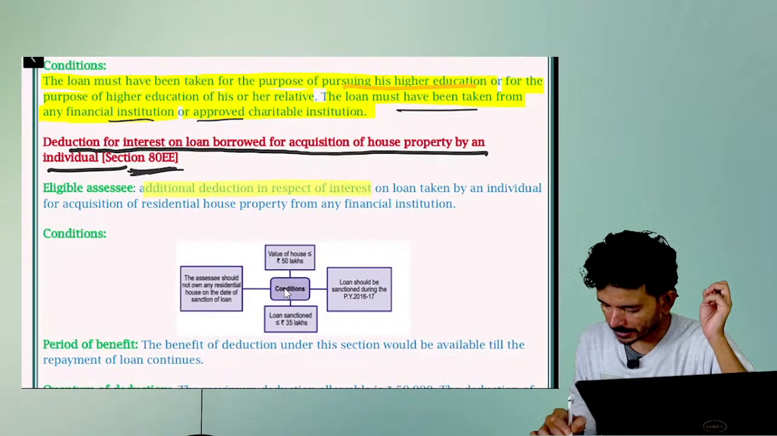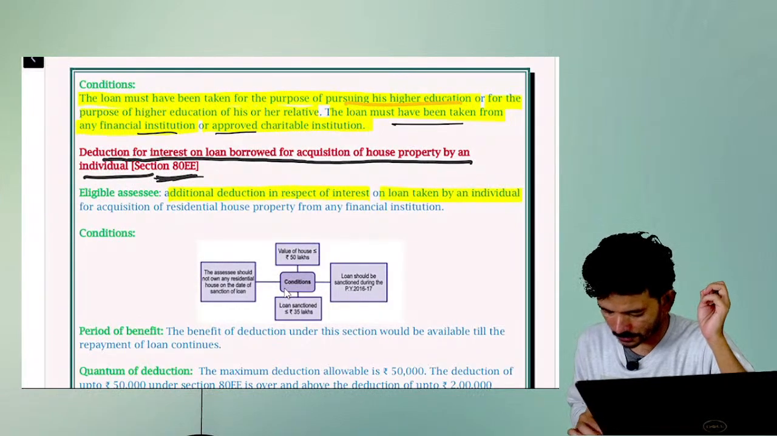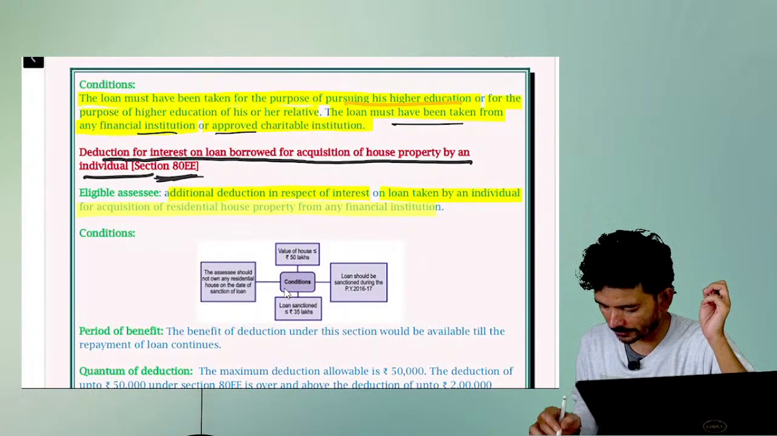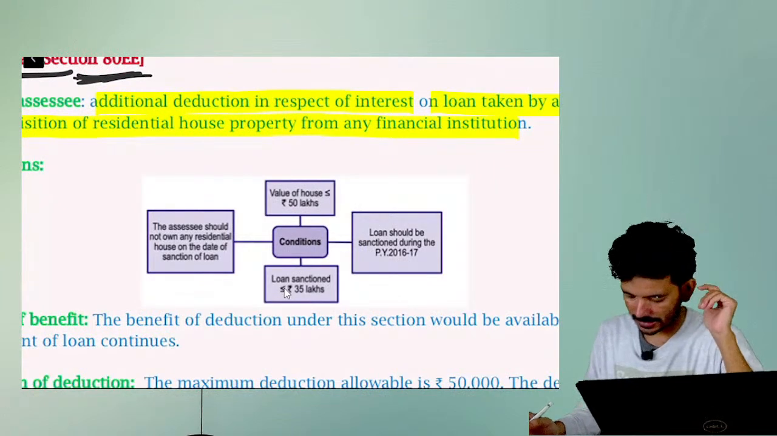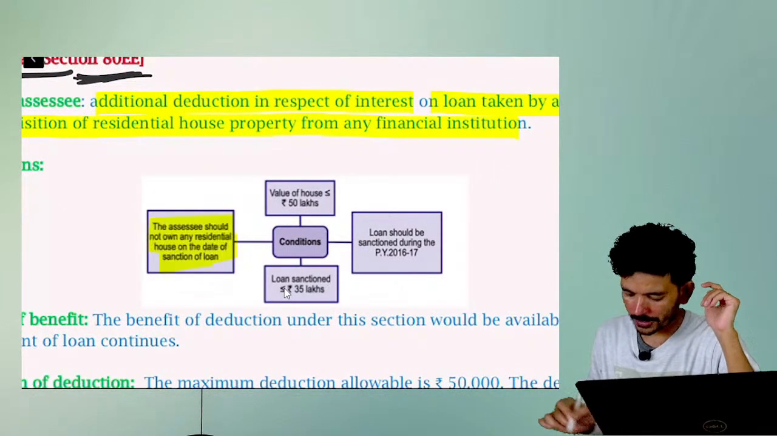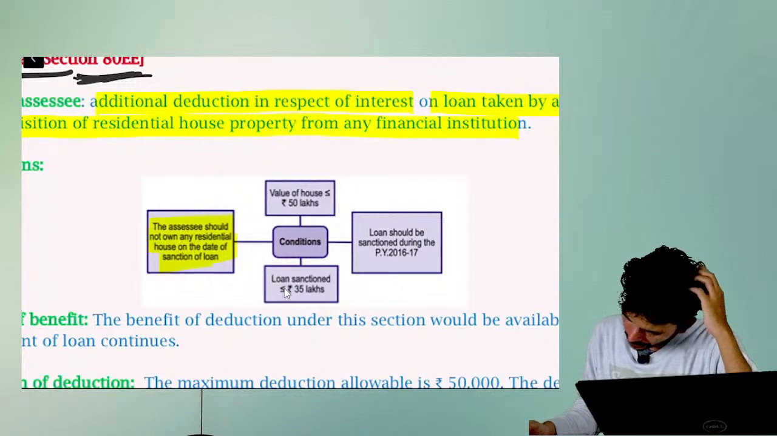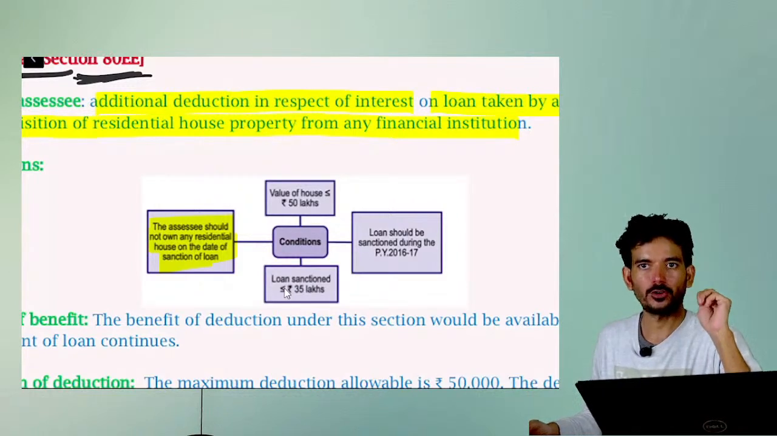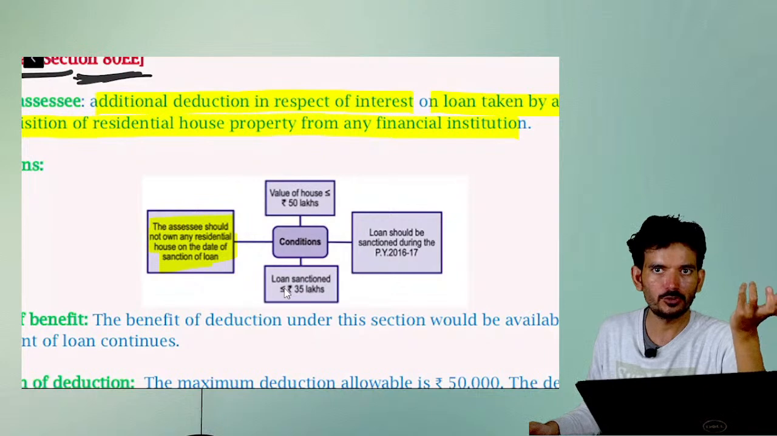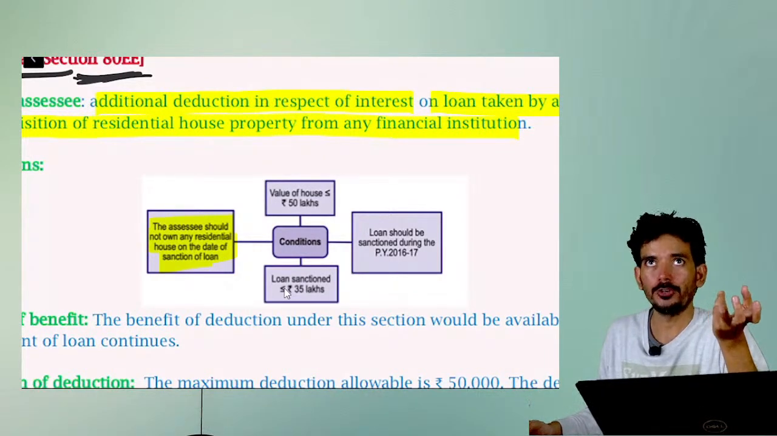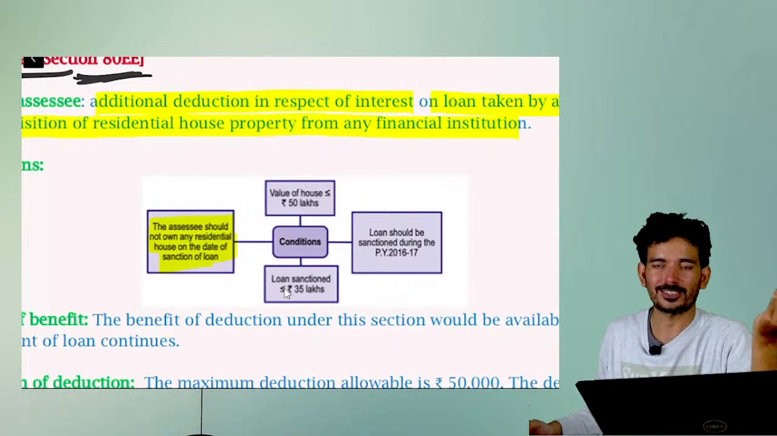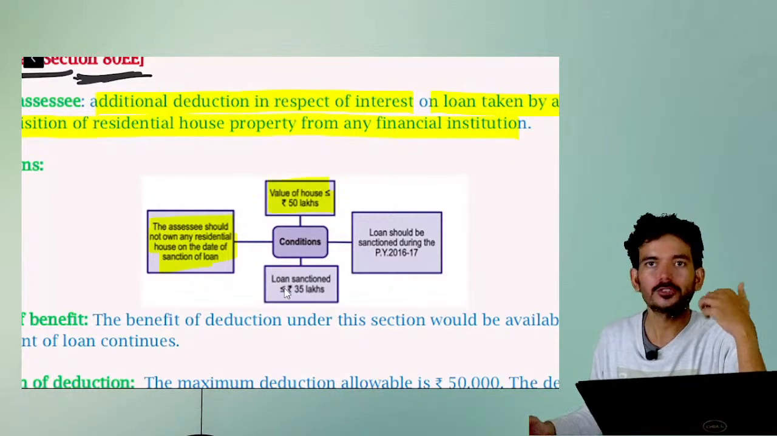This is an additional deduction in respect of interest on a loan taken by an individual for acquisition of a residential property from any financial institution. The conditions are very tricky. You should not be owning any residential house on the date of sanction of the loan. So when you are taking the loan, you should not have any other house in your name, which means you should be a first-time buyer.